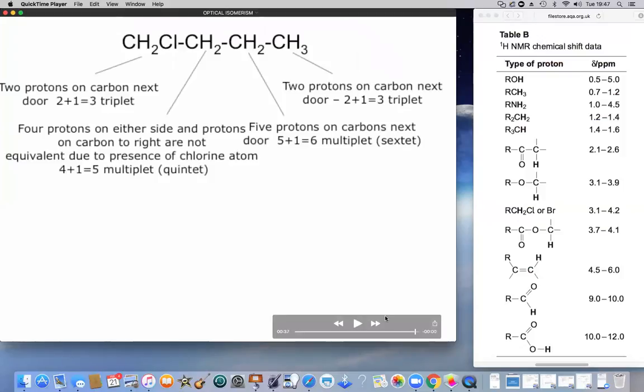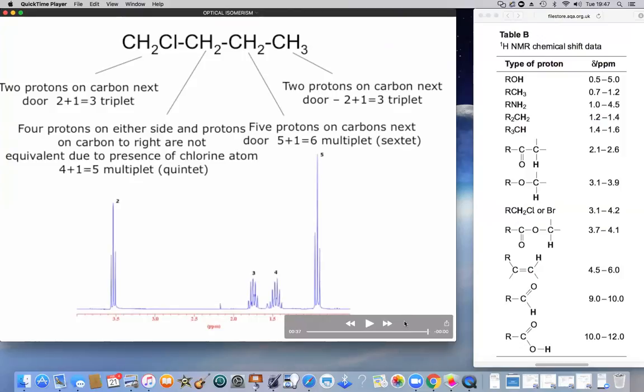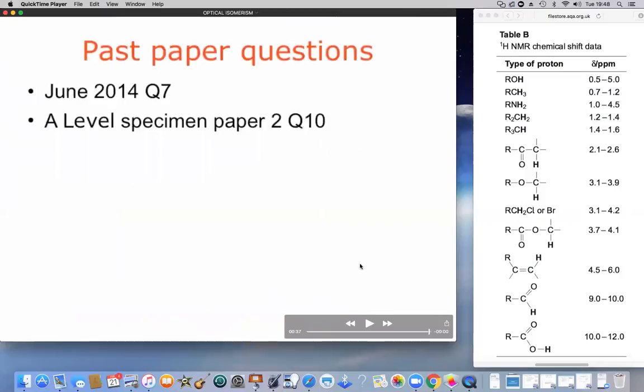Okay, so moving past that, done that one. That's what the spectra looks like. So you have your triplet here, you have your triplet at the end. Clearly the triplet, which is much more shifted to the left, will correspond to the protons that are on the same carbon as the chlorine. This triplet will be here, and then you've got your quintet and sextet in the middle. Okay, that really covers it.